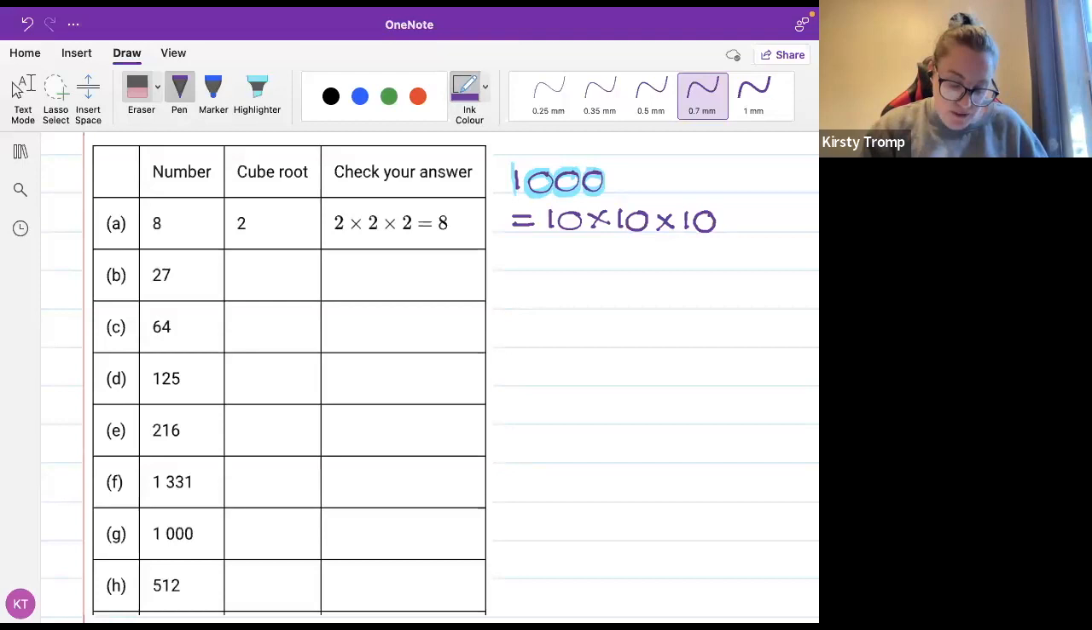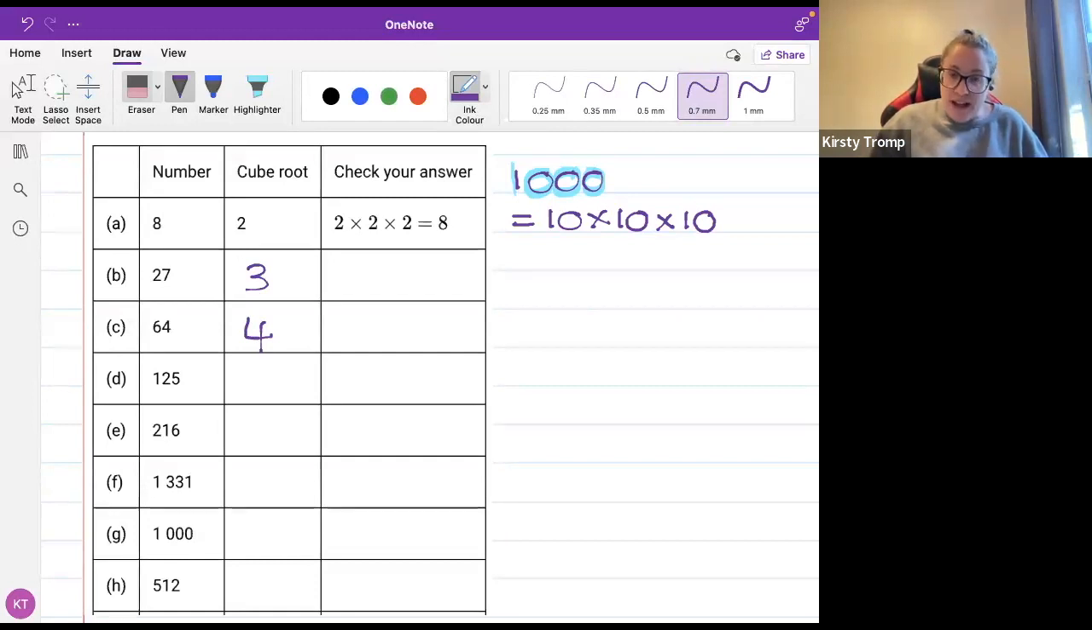All right, let's answer some of these and then I will answer some more questions. Okay, so 27. Let's have a look at how many of you got these right. The cube root of 27 is 3. Okay, the cube root of 64. Who can give me the cube root of 64? The cube root of 64 is 4. Fantastic. Remember, we're doing cube roots here, everybody.